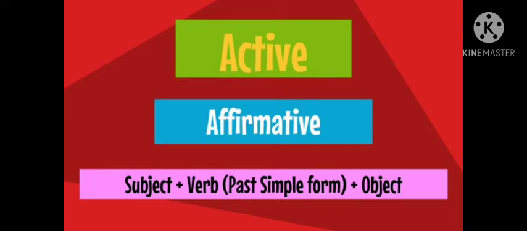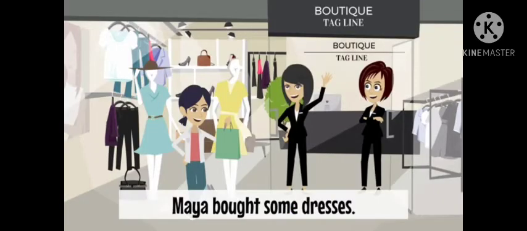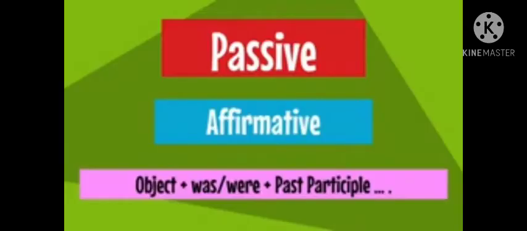For example, Maya bought some dresses. Here, bought, that is the verb. Bought, that is the past tense of the verb buy. Simple past tense passive voice sentence structure.